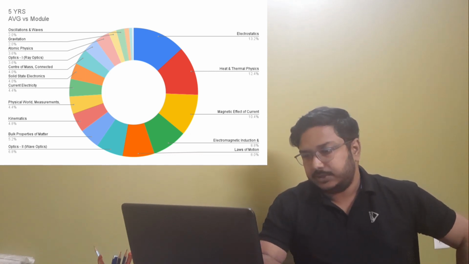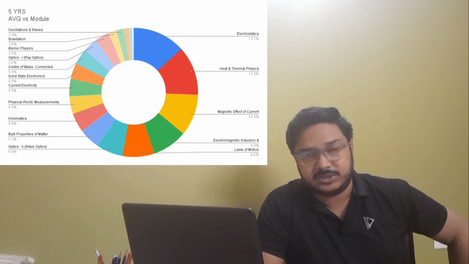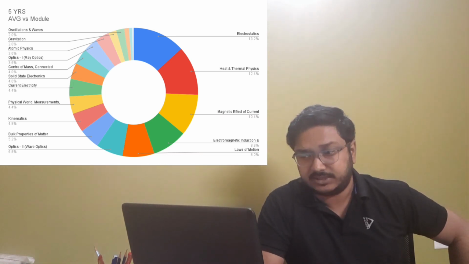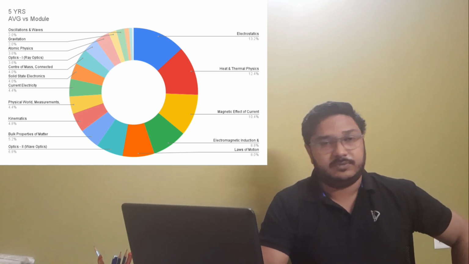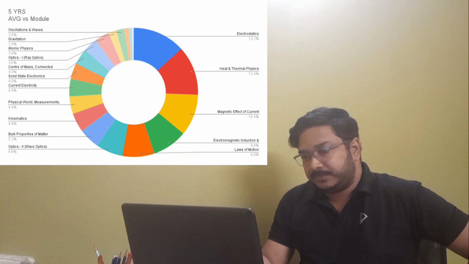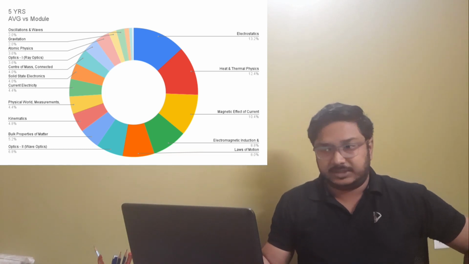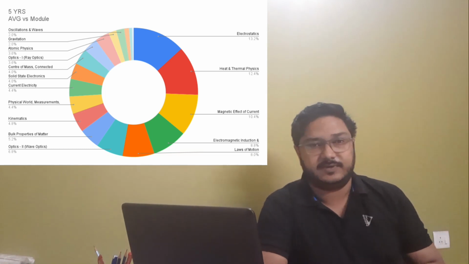You can get it from there. So basically, let me tell you, the yellow color here represents class 12 and green color represents class 11. So the modules from class 11 are in green and the modules from class 12 are in yellow. So that was about the history, what happened in the last 5 years.